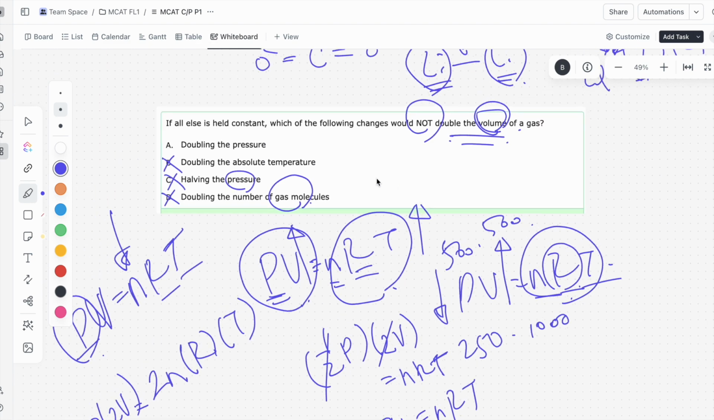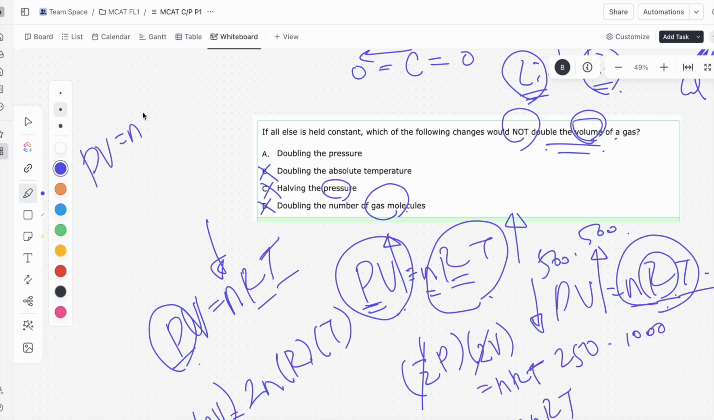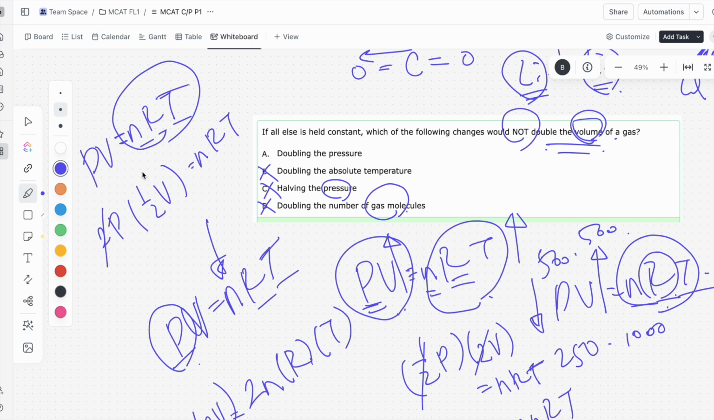Finally, doubling the pressure. What happens there? This is constant, this is constant, this is constant. If we double pressure, we get 2P. Well, if we want to make sure that this is still equivalent, and the right-hand side is still a constant, we would actually need to halve the volume here. Because then we would get 1/2 and 2, these cancel out, and finally we get the original expression PV equals nRT. So instead of doubling the volume, we would actually have to halve the volume if we want to double the pressure. So this would not double. Doubling the pressure would not double the volume of the gas.